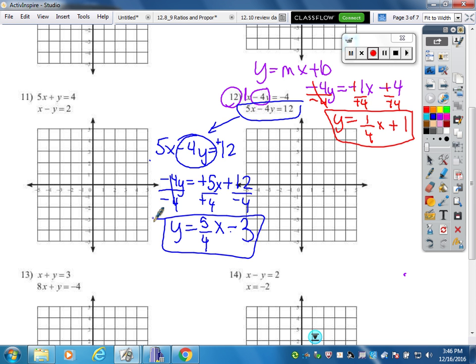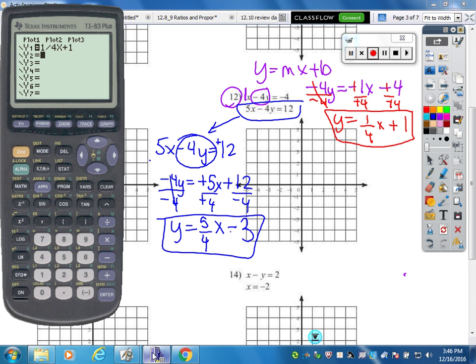So here we are again on our calculator. Get that ready to go. And we're going to put in 5 divided by 4 x minus 3. So again, if you are going to get an error in this next step, make sure that you have that variable in there, that x, and make sure that you have a subtraction there instead of a negative. So I'm going to graph it. Let's see what it looks like.